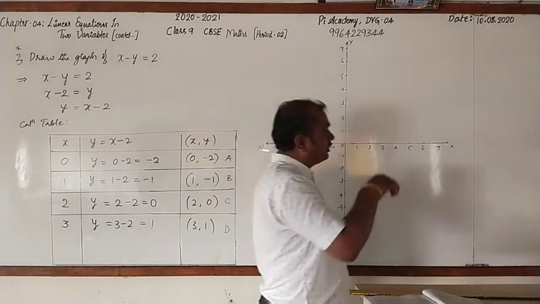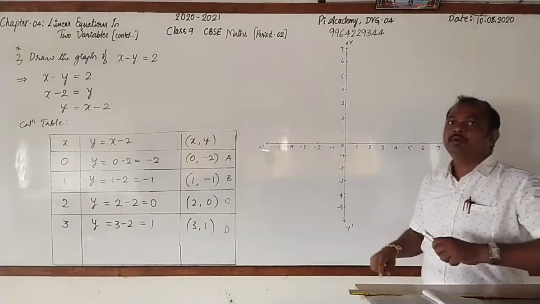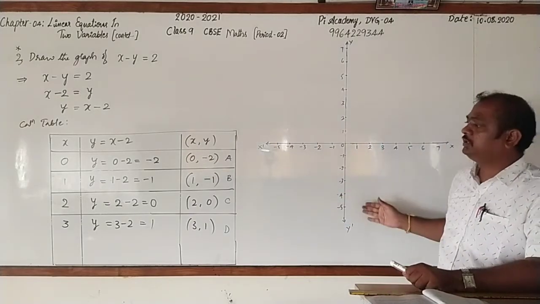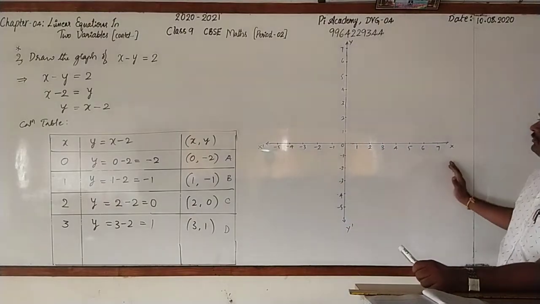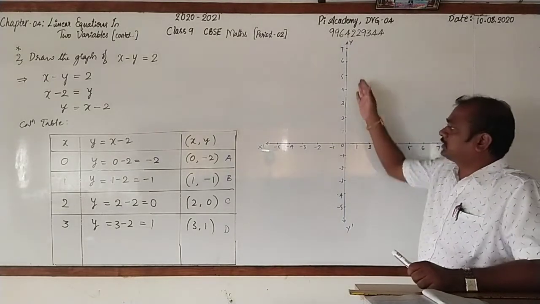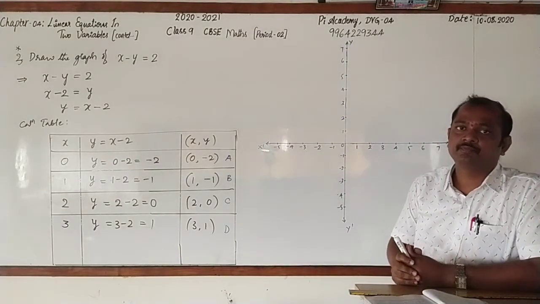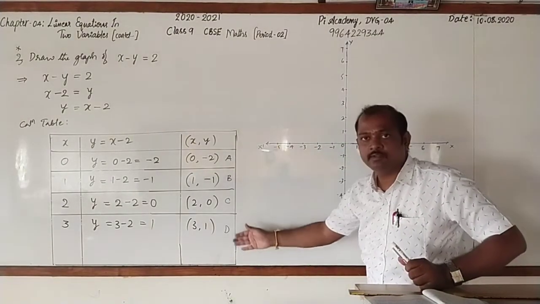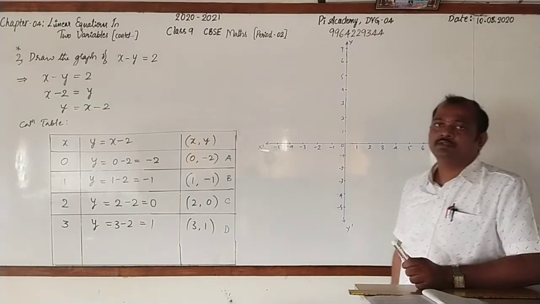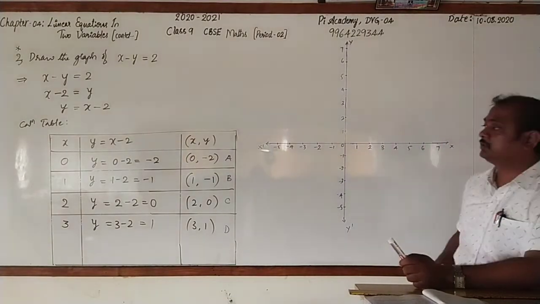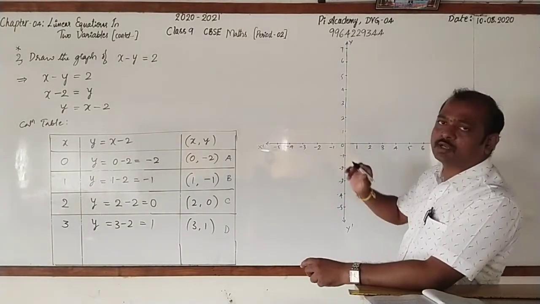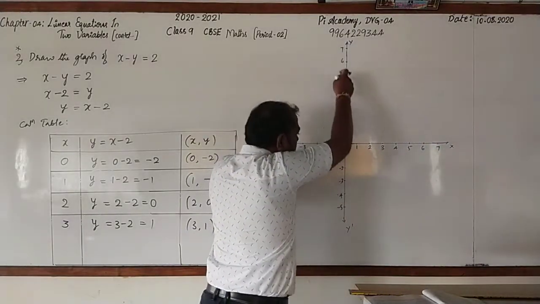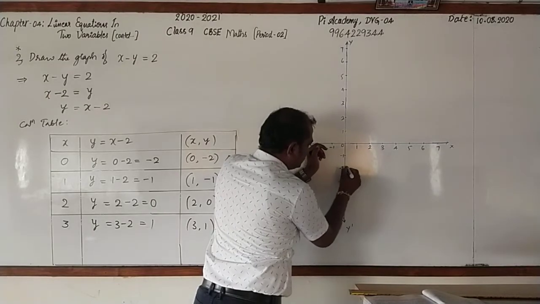Pausing the video, please go for drawing the number lines perpendicular to each other. The horizontal number line is the x-axis. The vertical number line is the y-axis. Have you drawn? Okay. Now let us go for marking these 4 points. First, A. Please mark with me. A is (0, minus 2). When x is 0, y is minus 2. See, this is the y-axis. Minus 2 is here.